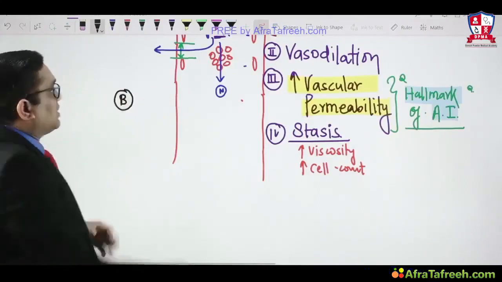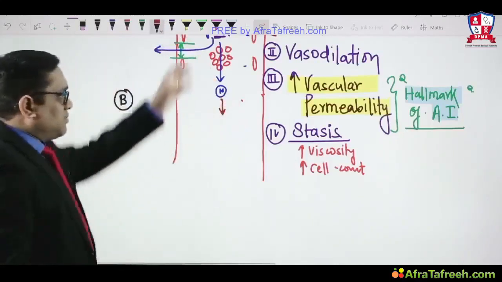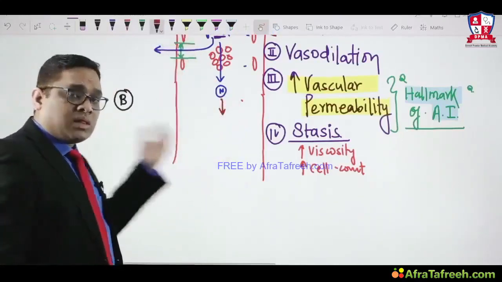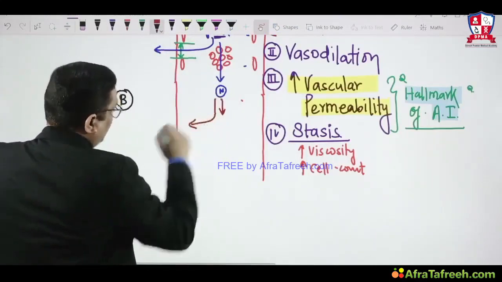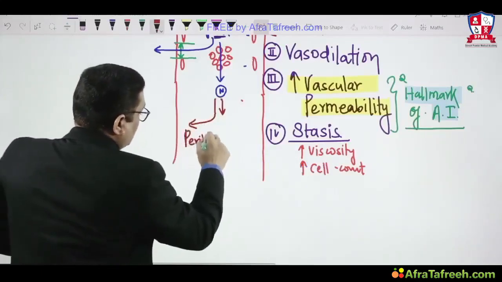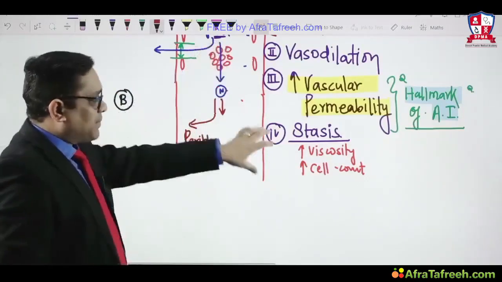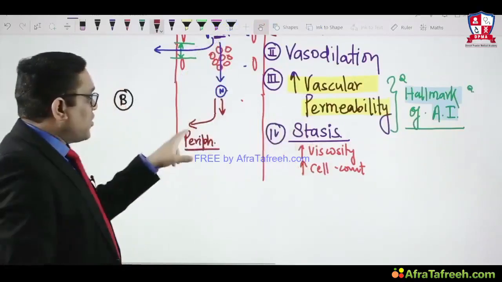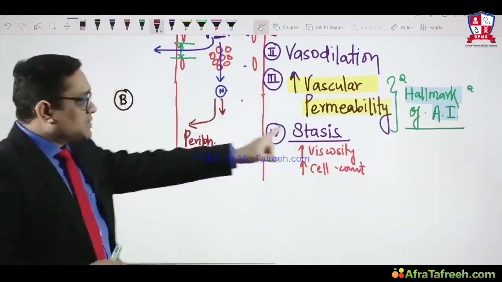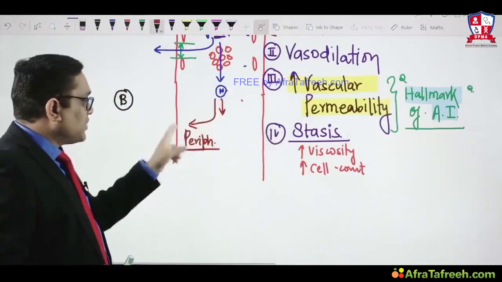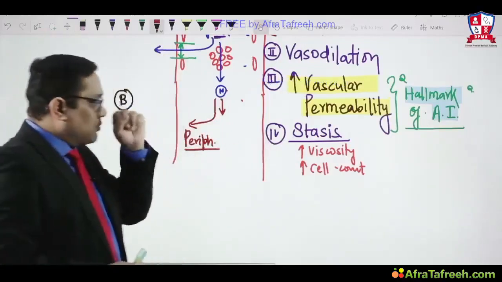If you look at the normal blood flow, it is following the central axis, in the midline. But when they have to kill the bacteria, they have to move outside and come to the periphery. To come to the periphery, blood flow has to be decreased. That is why stasis will happen. The purpose of stasis is for margination of the neutrophil to the periphery of the lumen of the blood vessel. That is why stasis is important, right?